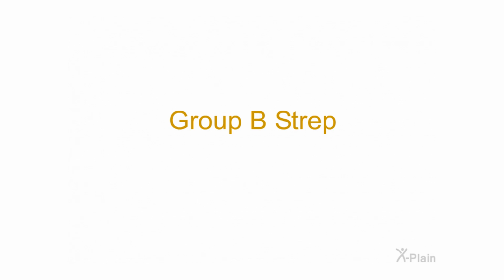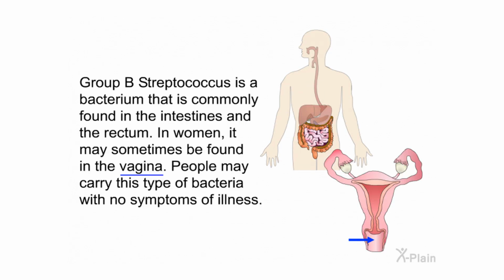Group B Strep. Group B Streptococcus is a bacterium that is commonly found in the intestines and the rectum. In women, it may sometimes be found in the vagina. People may carry this type of bacteria with no symptoms of illness.